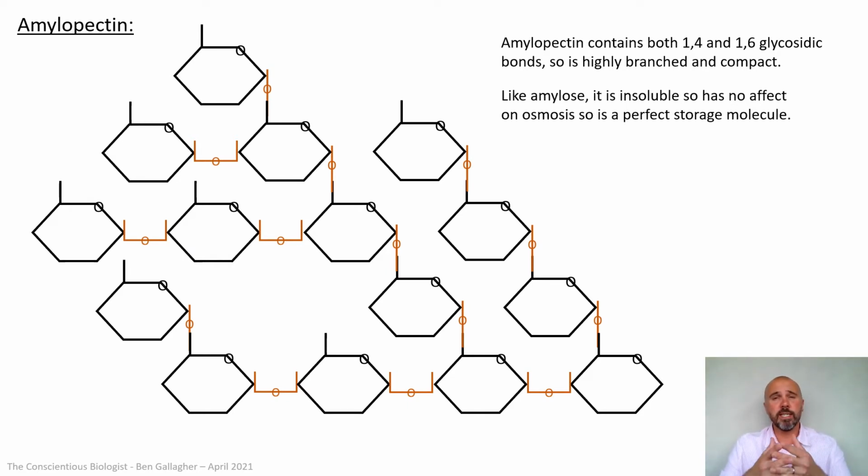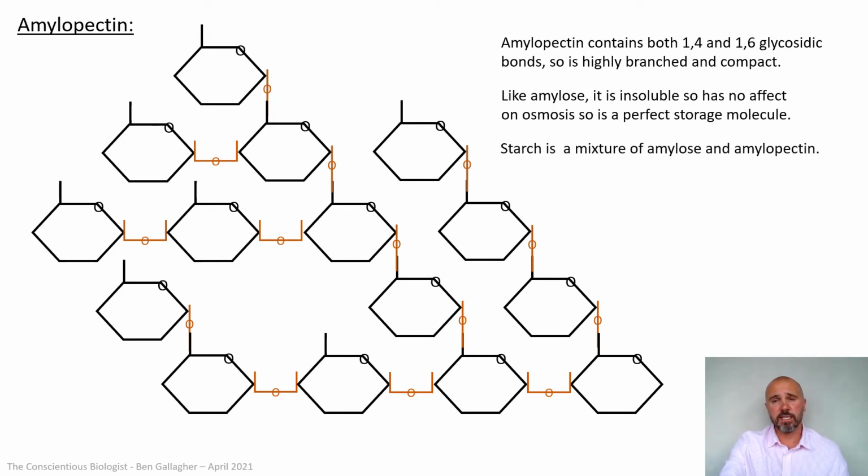Whereas converting alpha glucose, which is what's produced by photosynthesis, polymerizing it, sticking them all together into amylose and amylopectin, makes it small, compact, insoluble, so it doesn't affect osmosis. It's the perfect storage molecule.